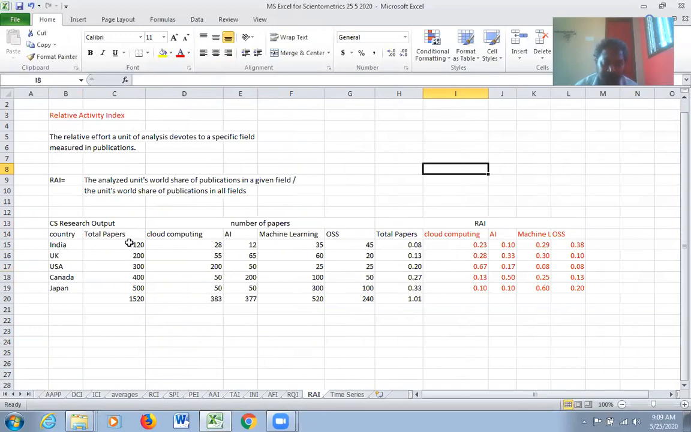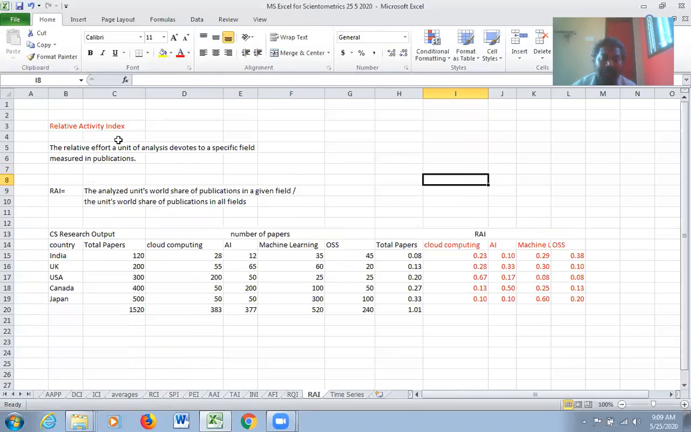For example, I will give an example. India has got 120 papers in computer science totally, for example, in a particular year. Out of these 120 papers, 28 papers were published on the subject cloud computing, 12 on artificial intelligence, 35 on machine learning, 45 on open source software. Fine. So this is what India has produced in computer science. Now, I want to calculate the relative activity index. So what is the performance of India in different sub-disciplines of computer science in a given period of time?